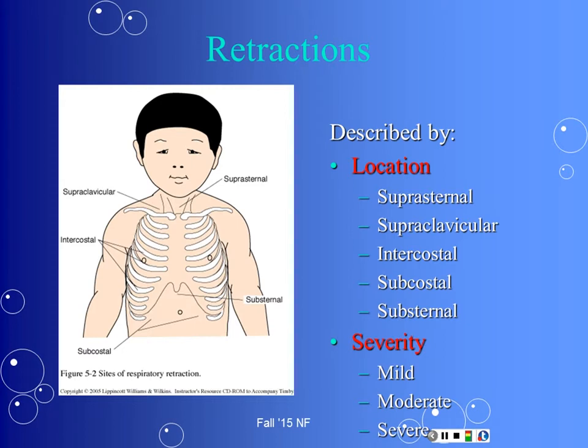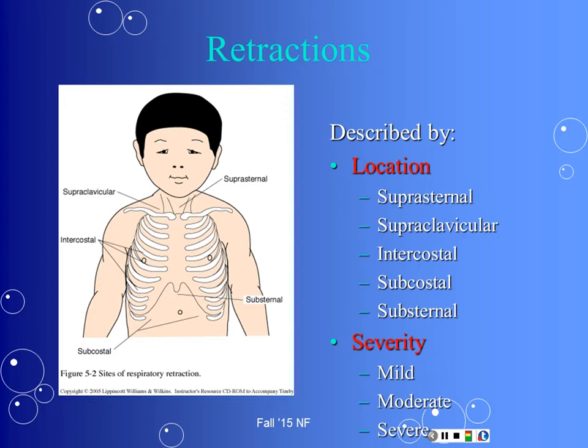One of the other things you're going to see in respiratory distress is retractions. With kids, because their chest wall is not as thick, you can see them really well, whereas you may not see them as well in adults. It's important to note the location and the severity when you're assessing for retractions, because it can tell you what's going on with the kid.